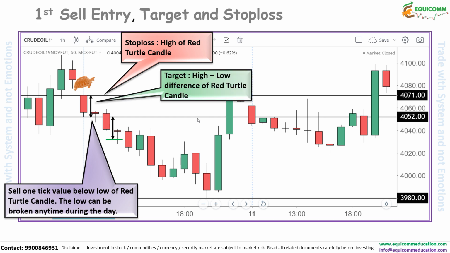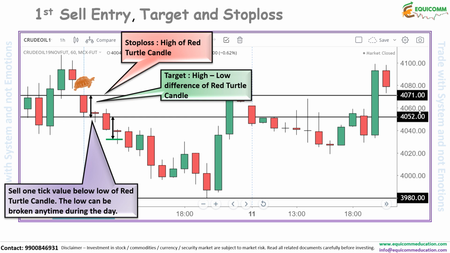Let's look into the target part. What is the target? Target is the high and low difference of your red turtle candle. You have sold at 4051, right? Now your target is the difference of high and low. So let's calculate here. What is low? 4052. What is high? 4071. This is a 19 point distance between these two lines, right? High and low distance is 19 points.